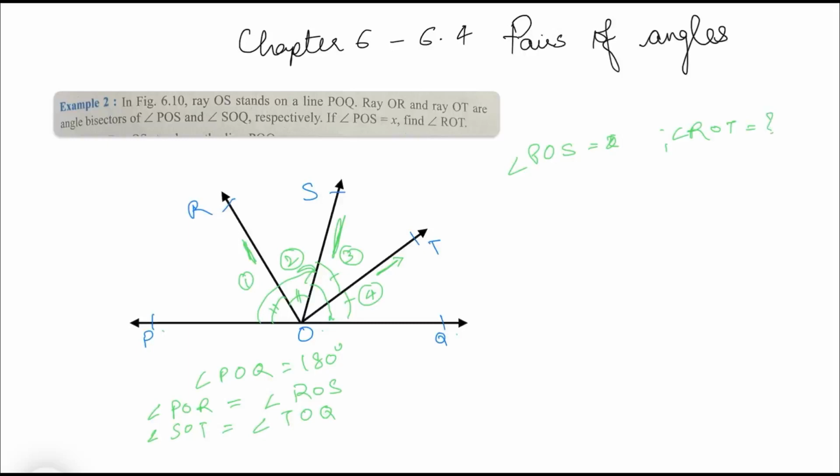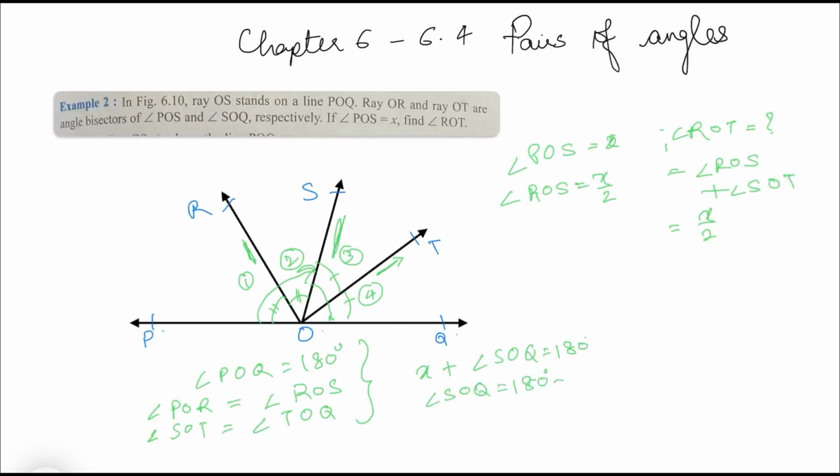Now, if POS is equal to x, then angle ROS is equal to x by 2, right? And what is ROT? It's essentially angle ROS plus angle SOT. So your value of ROS is known, x by 2, right? Now, what is the value of SOT? So using these relations, we can say that x plus angle SOQ is equal to 180 degrees, right? SOQ is equal to then 180 degrees minus x.